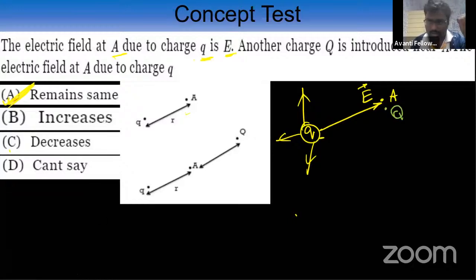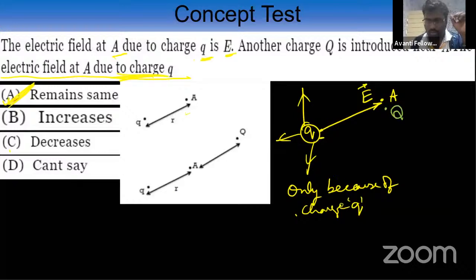Bringing another charge, does it change the magnitude of electric field at A? Yes, it may change, but what is the magnitude of electric field from Q? They are asking the magnitude of electric field due to charge Q. Due to charge Q is very important here. Only because of charge Q, what is the electric field at A?